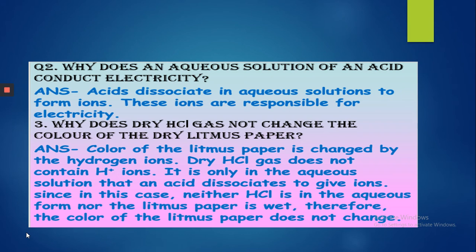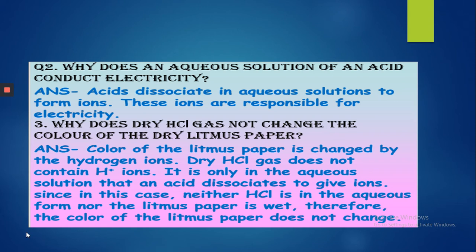Why does an aqueous solution of an acid conduct electricity? Acids dissociate in aqueous solution to form ions. So, because of these ions, the acid conducts electricity. These ions are responsible for conducting electricity.